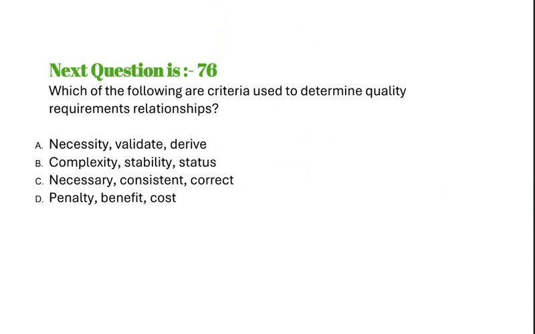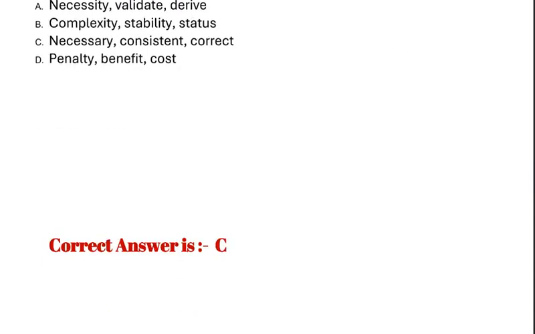Our question is, which of the following are criteria used to determine quality requirements relationships? Option A, necessity, validate, derive. Option B, complexity, stability, status. Option C, necessary, consistent, correct. Option D, penalty, benefit, cost. Correct answer is option C.